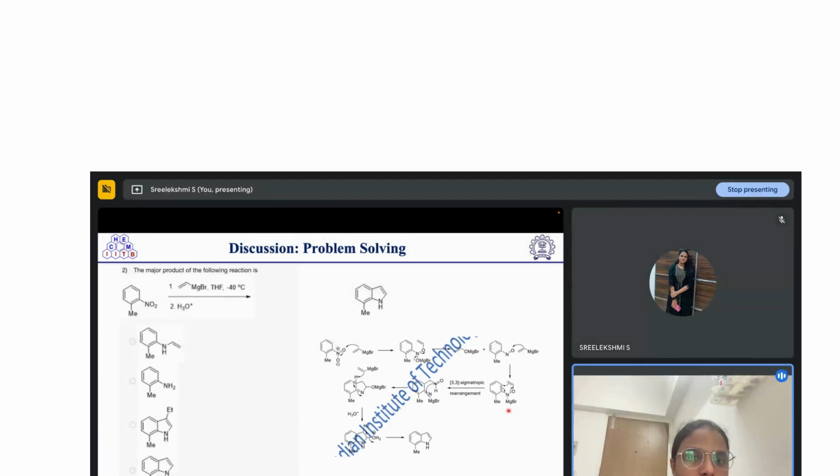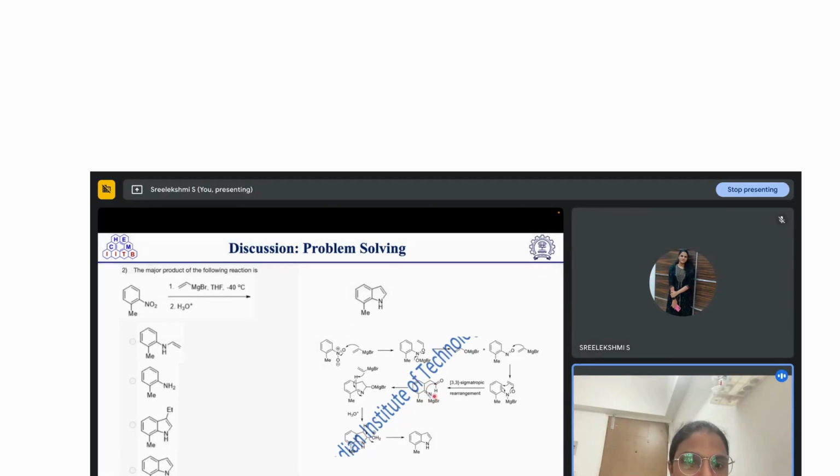So then what is happening is basically a 3,3 sigmatropic rearrangement. So if we are considering this as 1, 2, 3, and here 1, 2, 3, this 1,1 bond, that is the bond between the nitrogen and oxygen, will be breaking, and the 3,3 position new bond will be forming. That is this position and this position new bond will be forming. So we will get this particular compound as a result of 3,3 sigmatropic rearrangement.